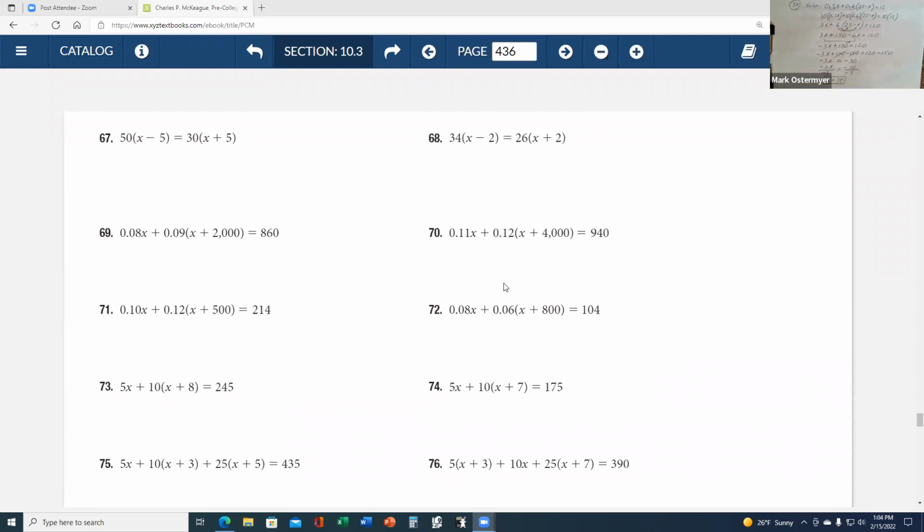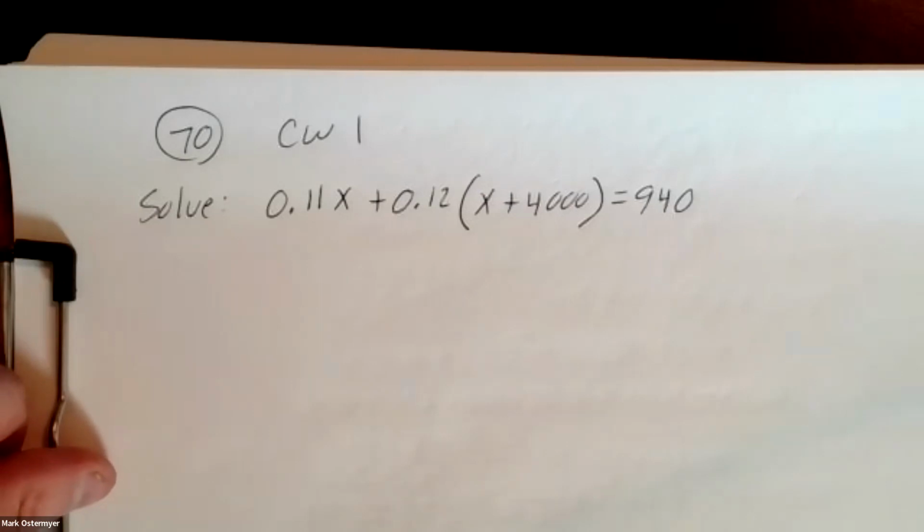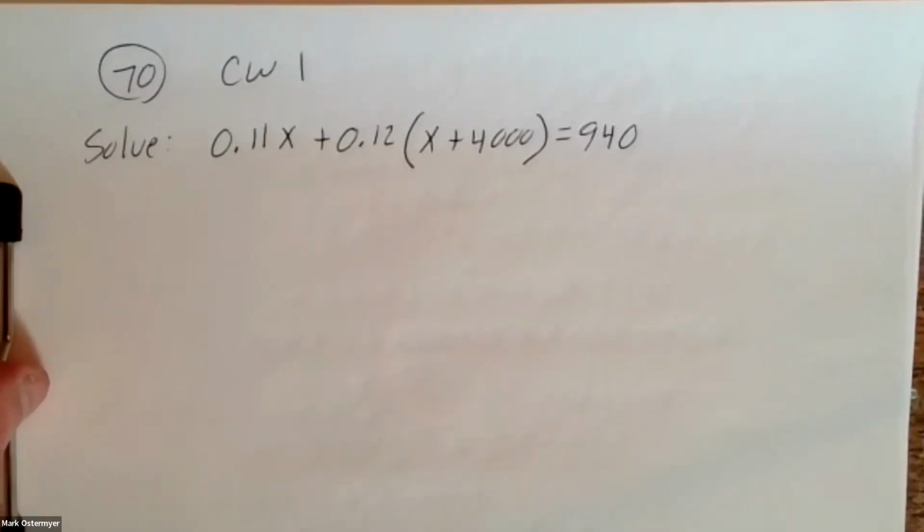All right, so part of classwork number 1, I would like you to do problem number 70 now. Number 70. We'll call this part of classwork number 1 also. So we're going to try to solve this equation that has a bunch of decimals in it: 0.11x plus 0.12 times quantity x plus 4,000 equals 940. We're going to solve this equation for the variable x. This will be part of classwork 1.